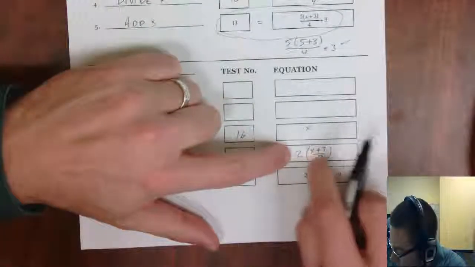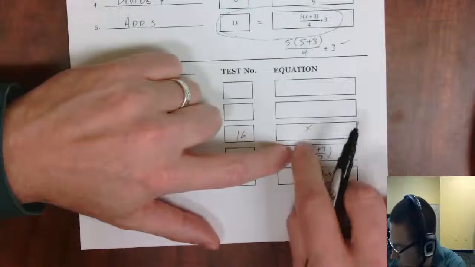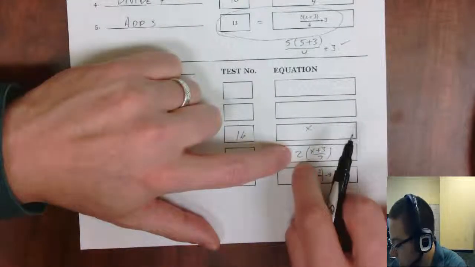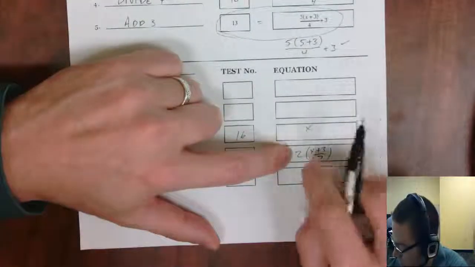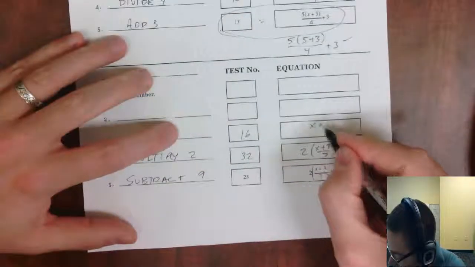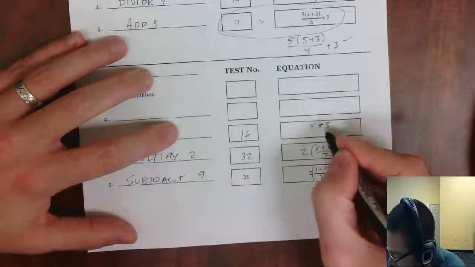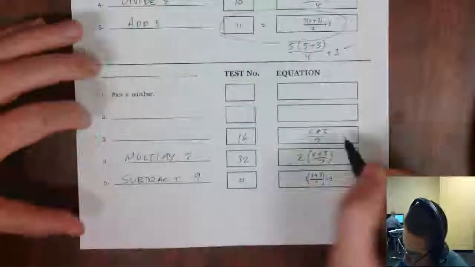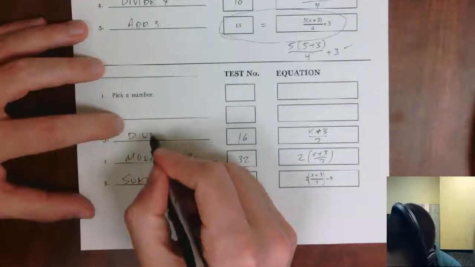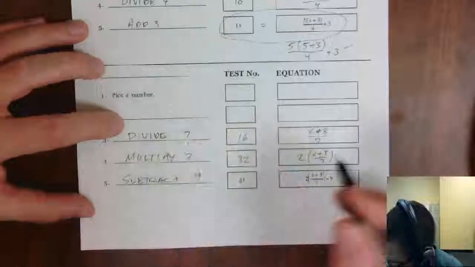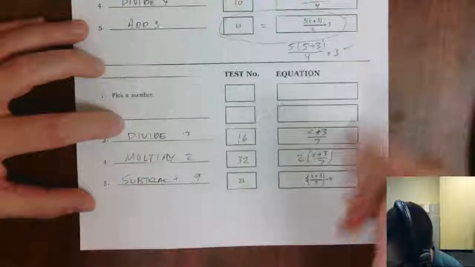So what happens when we divide something by itself? It turns into a 1, right? And making a 1 out of something, 1 times anything is just that thing, right? So this is x plus 3 over 7. And now it looks like it was divided by 7. So to undo that, I multiply by 7, right?